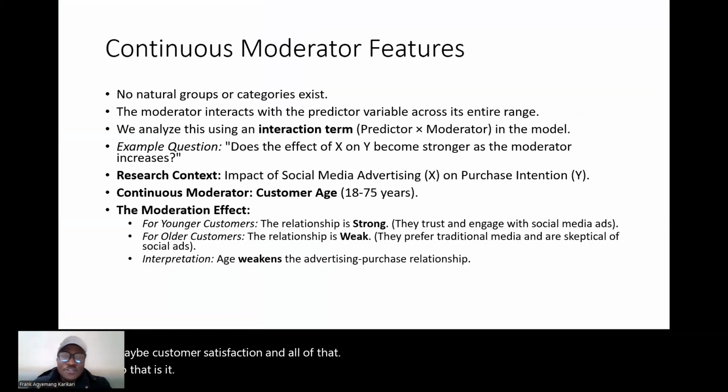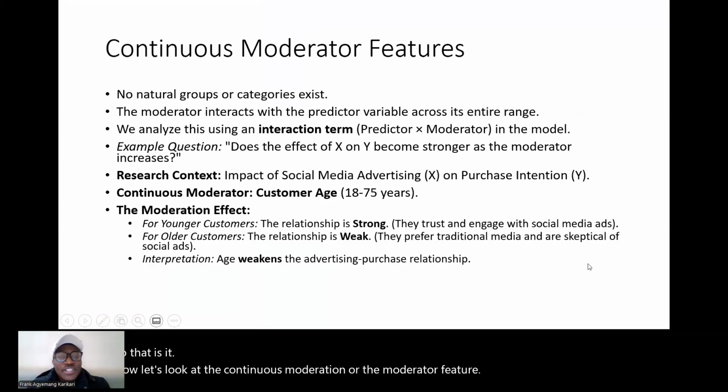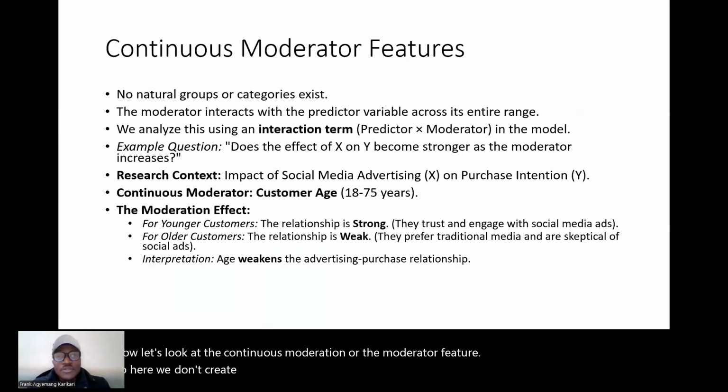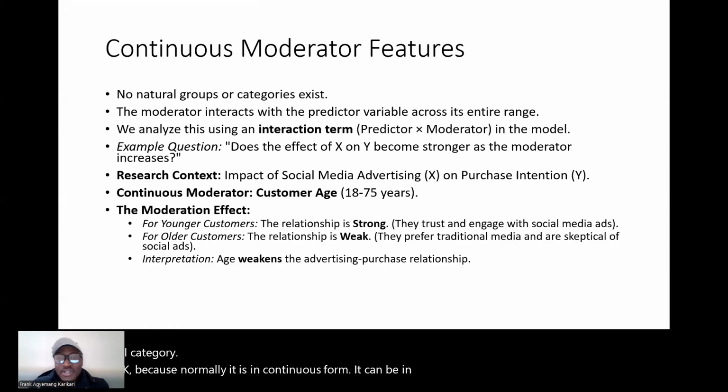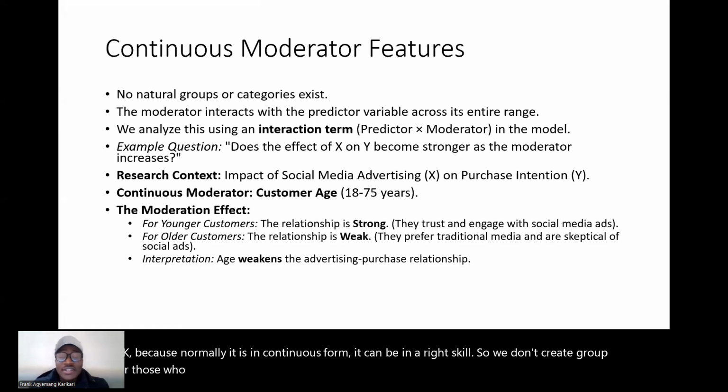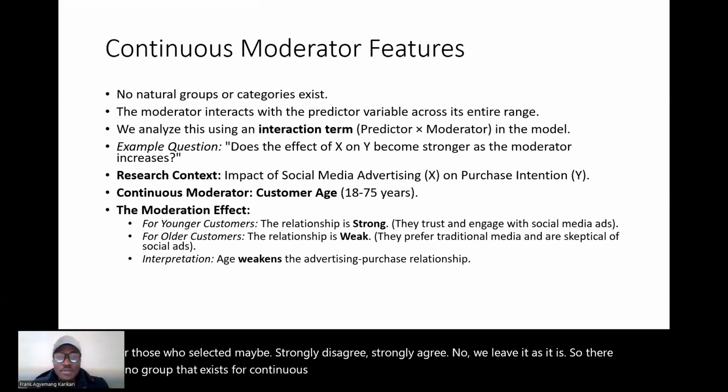Now let's look at the continuous moderation, or the moderator feature. Here we don't create any group or category, because normally it is in continuous form. It can be on a Likert scale. So we don't create groups for those who selected strongly disagree, strongly agree, and so on. We leave it as it is. So there's no group that exists for a continuous moderator variable.